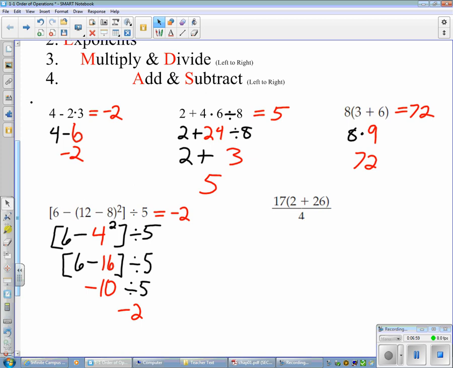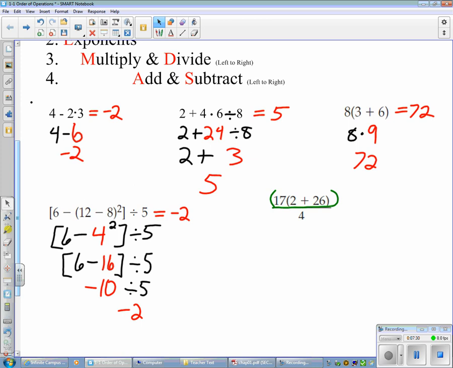This last problem here, 17 times a quantity of 2 plus 26, all divided by 4. When you see this long divide by bar, that acts as another hidden group of parentheses. And so that is like putting parentheses around the 17 parentheses 2 plus 26, the whole thing.